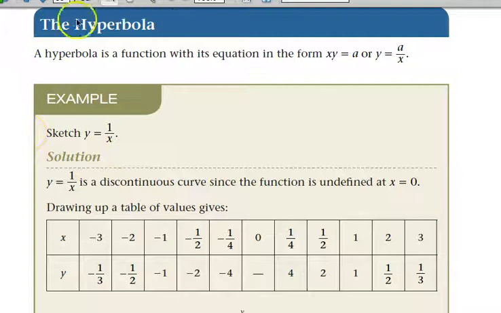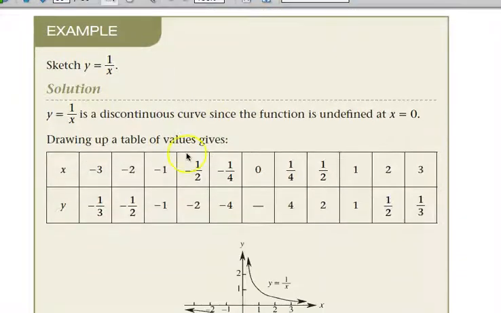We'll just breeze through this first. So hyperbola, we're looking at a hyperbola. It's a function with its equation in the form xy equals some constant or y equals a over x. You did look at these in year 10.